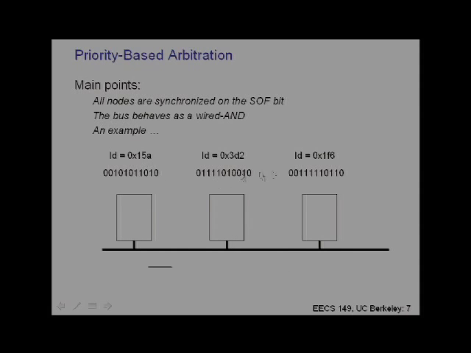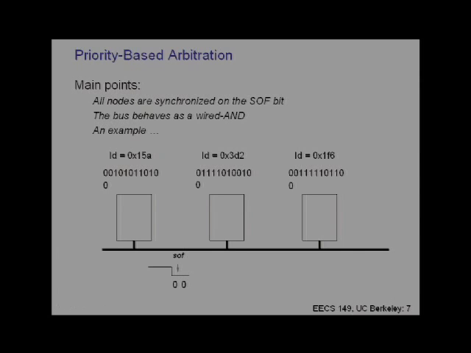So the way the protocol works is, initially the bus is idle, so the voltage level is high, and then they all synchronize on start of frame. They try to pull it low, and they synchronize on that. And then they start transmitting 1 bit at a time. For the first bit, node 1 will put a 0, node 2 will put a 0, node 3 will put a 0. They all agree on that. So the voltage level on the bus is a 0.